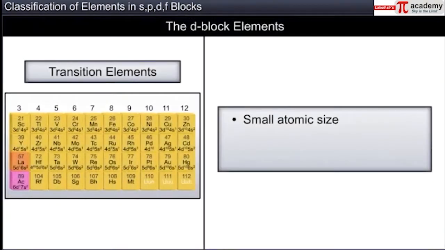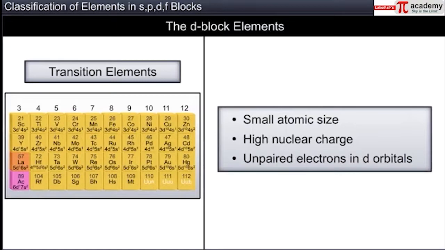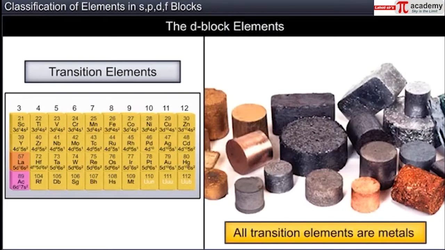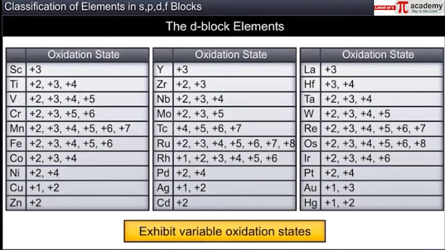Small size of atom, high nuclear charge and unpaired electrons in d orbitals impart characteristic properties to the transition elements. These properties are: all the transition elements are metals and they exhibit variable oxidation states.